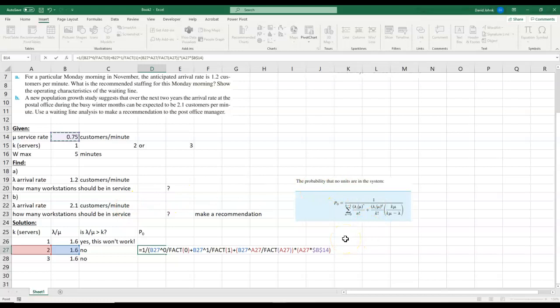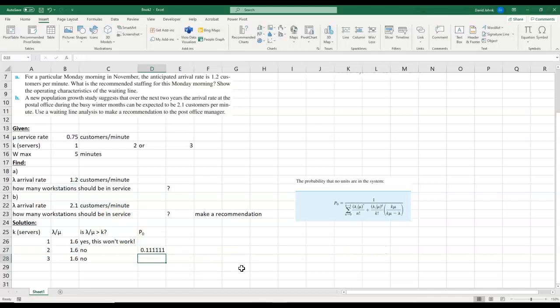And then divided by parentheses k times, again, times mu, and I'm going to F4 that again because I don't want it to move when I copy it down, minus lambda, right? And lambda is right here. And I'm going to F4 that too because I want it to stick on that. All right, and then I'm going to add another parentheses to close that. And then another parentheses to close the denominator. That should work. All right, so that's a long formula.